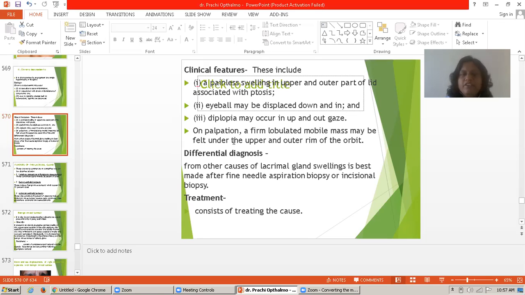So in the clinical features, there is a painless swelling in the upper and outer part of the lid, which is associated with ptosis, and the eyeball may be displaced down and in, with diplopia that may occur in up and out gaze. On palpation, a firm lobular mobile mass may be felt under the upper and outer rim of the orbit.